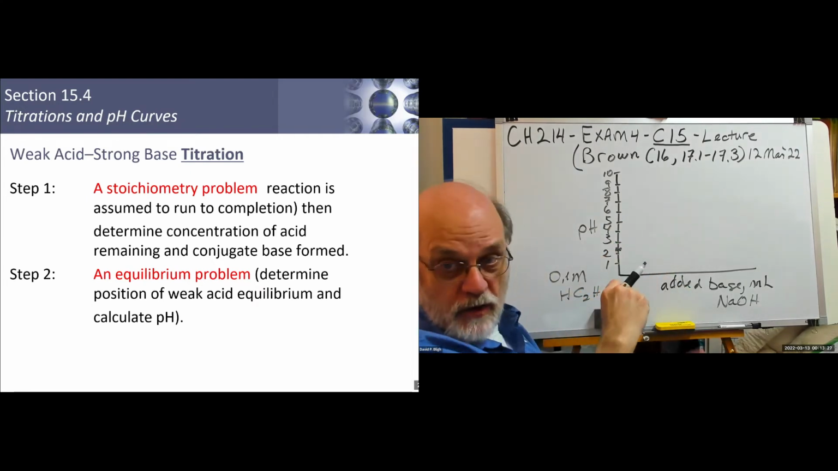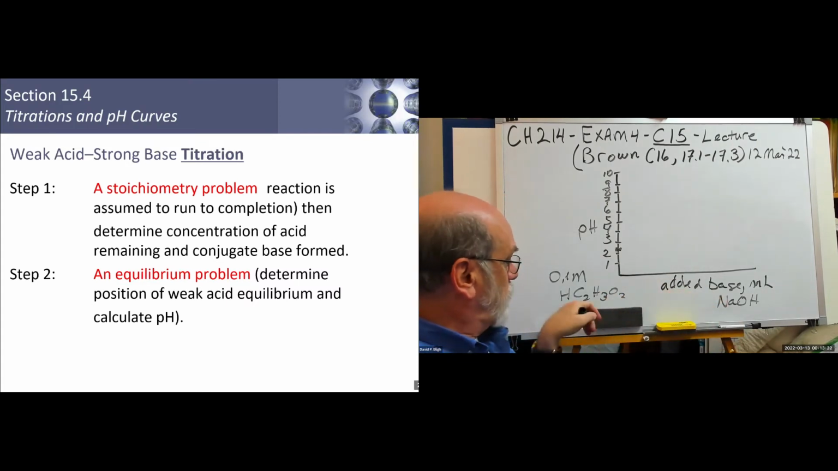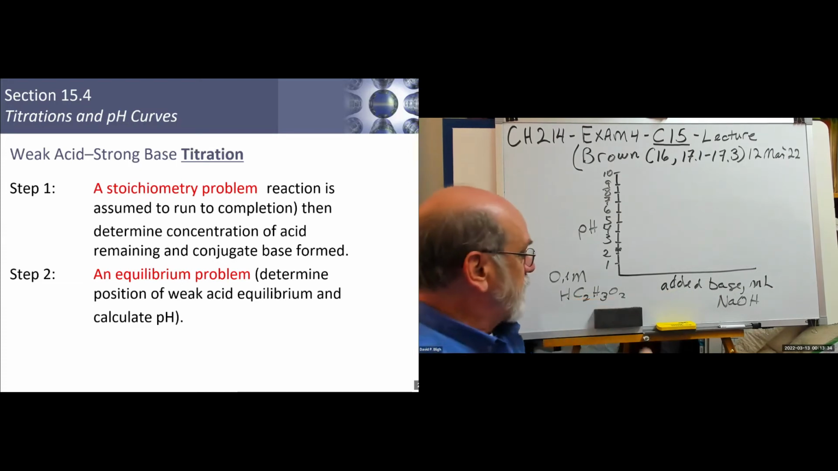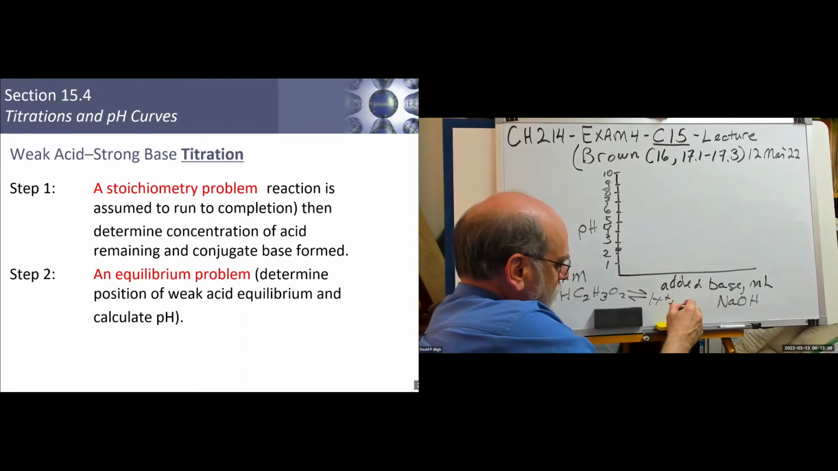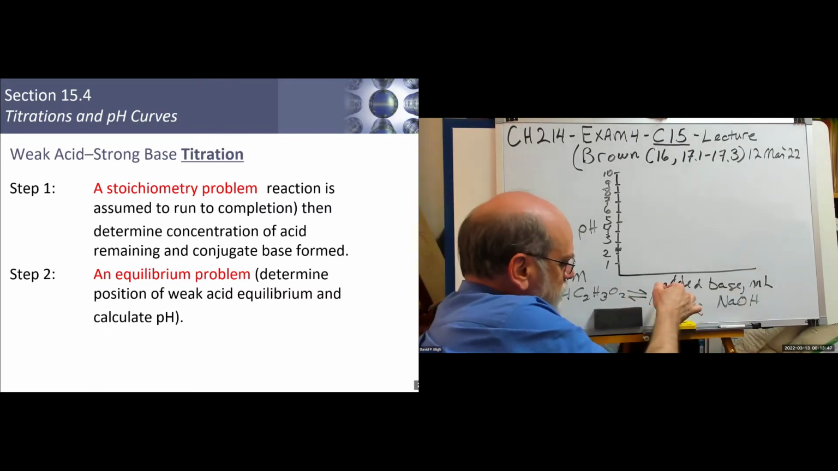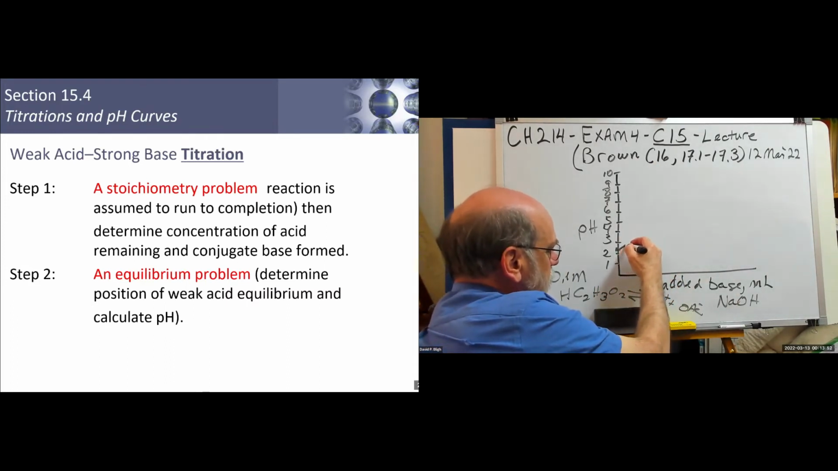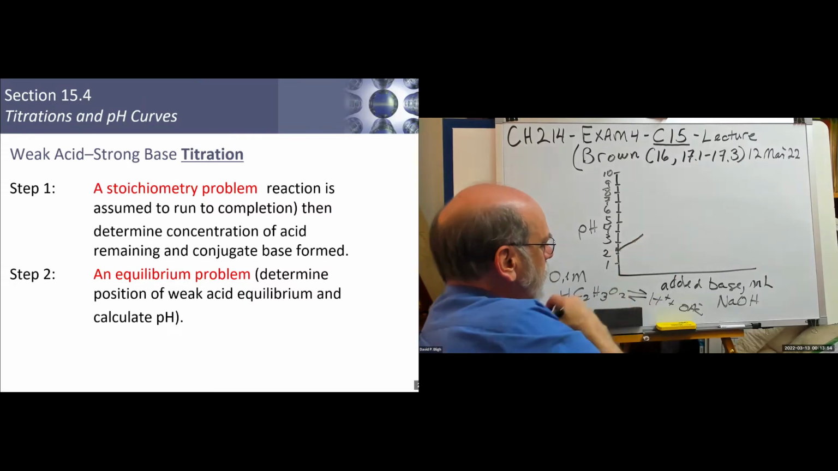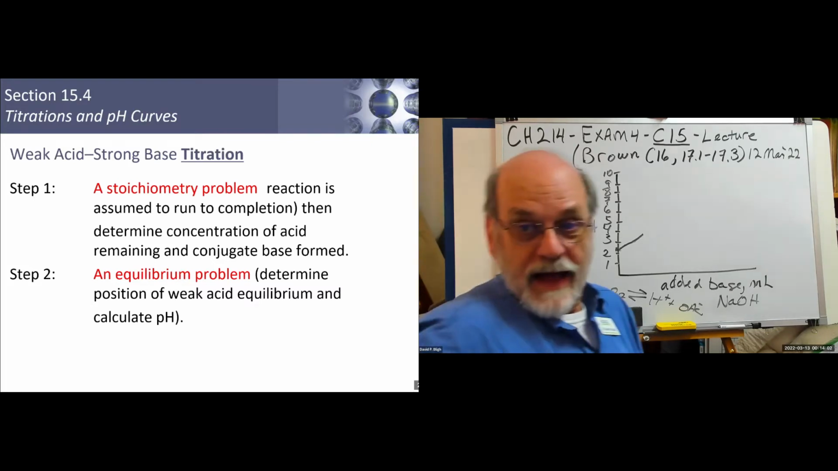As we add base, what's going to happen? Well, as we add base, it's going to consume some of those hydrogen ions that have been dissociated. That's my abbreviation for acetate. So this is going to consume some of those. So that means the pH is going to start rising. It'll go like this.